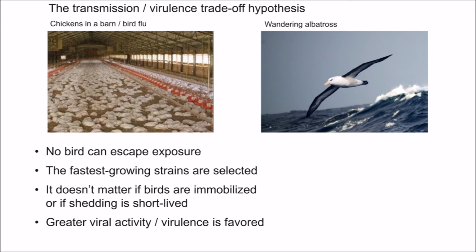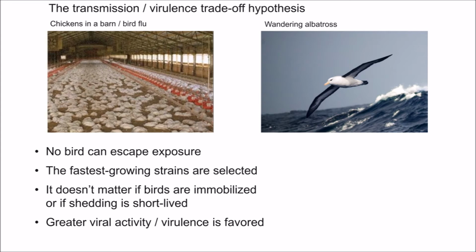And what tends to happen is that the virus can be present in the barn for a long period, but if it begins to mutate and becomes a bit more active, then it can suddenly, very rapidly, become very, very virulent, and it may well kill every single bird in the barn. And what happens is that the fastest growing strains are selected because they arrive quicker, so they can outcompete the slow growing strains. And it doesn't matter to the virus if the birds are immobilized or if shedding is only short-lived, because there are so many opportunities for transmission.